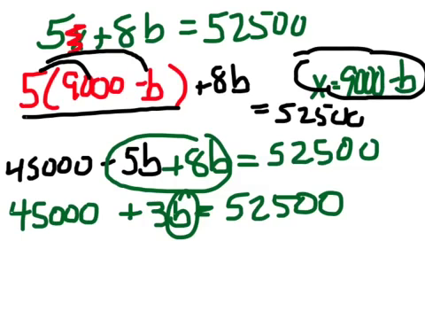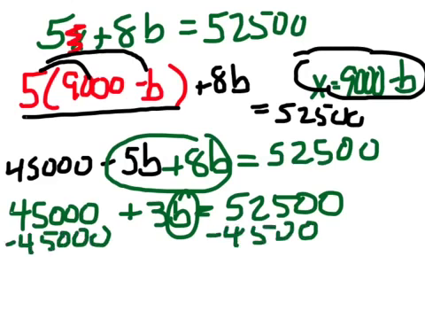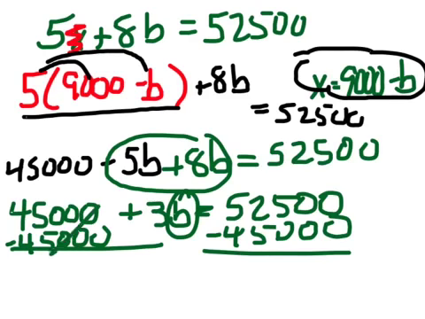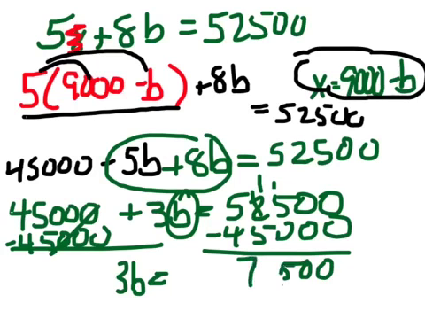So let me move the 45,000 to the other side. It's positive, so I'll subtract it. And I'd get 3b, and let's see. Ugh. Why did I do that? I didn't have to do that. That was stupid. Oh well. Yeah, it's just 7,500. Forget that. Don't do that. Like I said, brain's not working on all cylinders today.